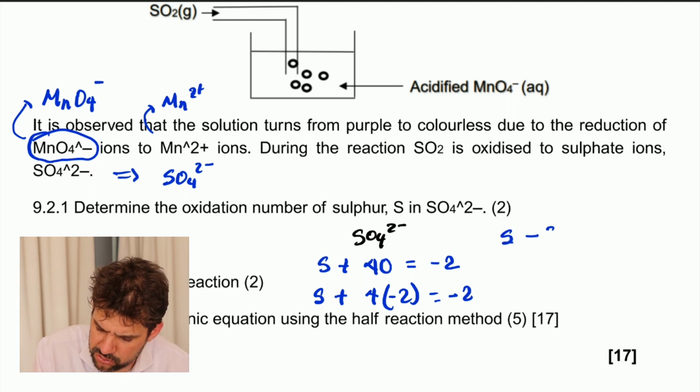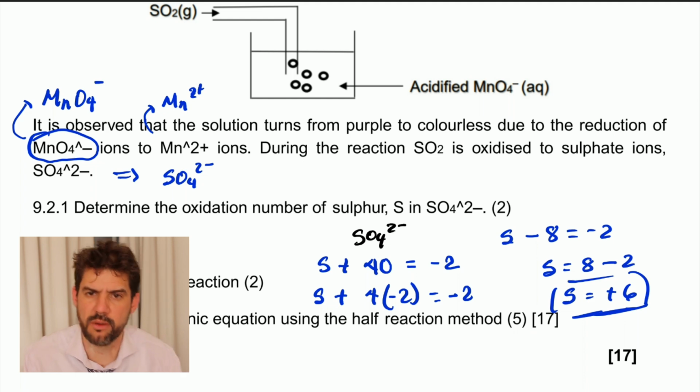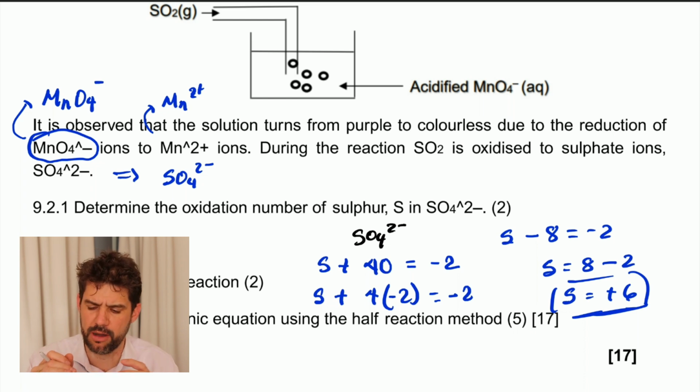This one is minus 8 equal to minus 2. So sulfur is equal to 8 minus 2, sulfur is equal to positive 6. Now, guys, you cannot memorize that it is going to be positive 6, because it's not the case. Here it is positive 6, but later on, when you have sulfur in any other compound, it may not be positive 6. But anyway, that is the oxidation number of sulfur in sulfate.